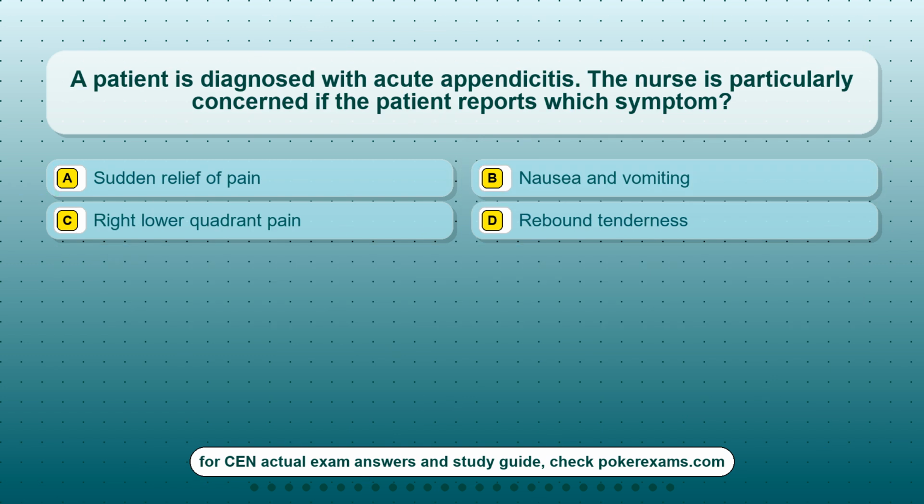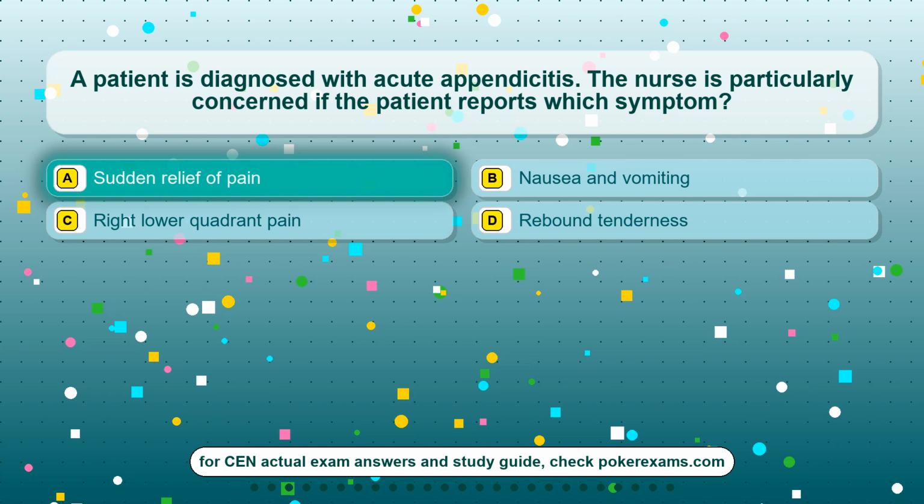Question 20. A patient is diagnosed with acute appendicitis. The nurse is particularly concerned if the patient reports which symptom? Option A, sudden relief of pain. Option B, nausea and vomiting. Option C, right lower quadrant pain. Option D, rebound tenderness.